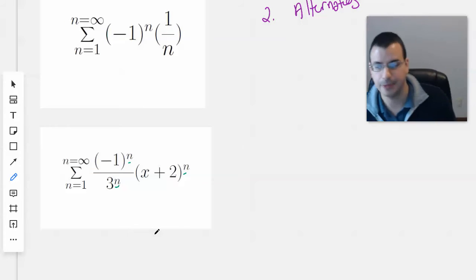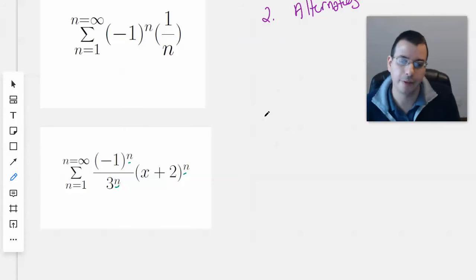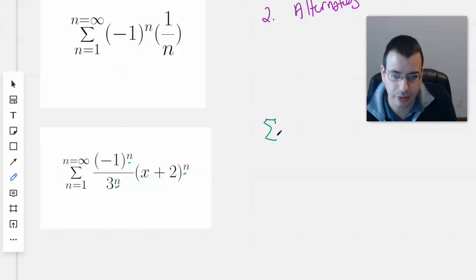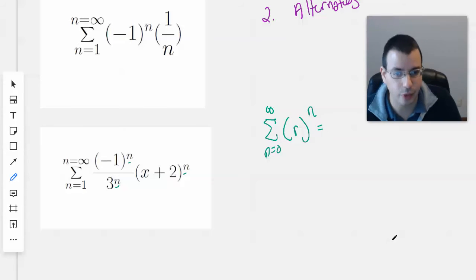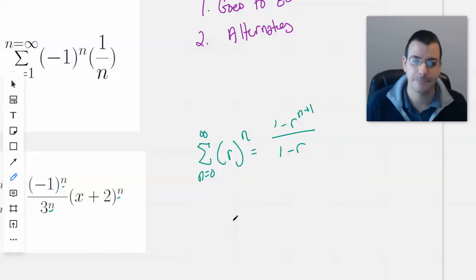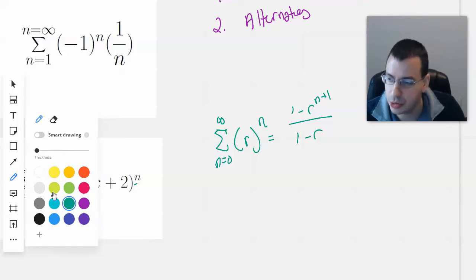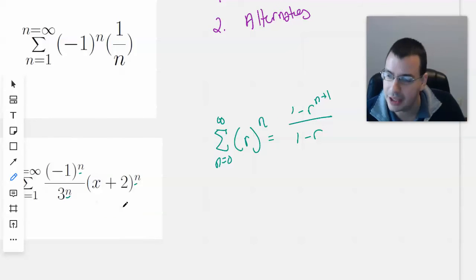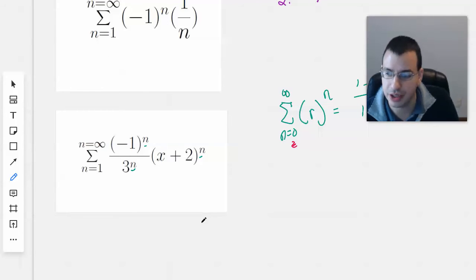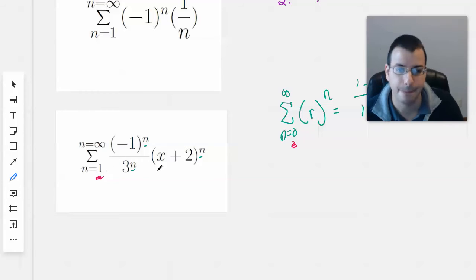the geometric series. So if you recall, if we have something along the lines of, oh, that is a terrible summation symbol. There we go. Summation n equals 0 to infinity of r to the n, that will equal 1 minus r to the n plus 1 all over 1 minus r. And one of the key parts that's going to trip you up every single time is it needs to start at 0. And this one over here starts at 1.